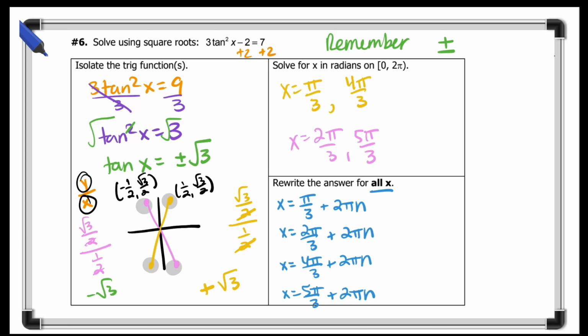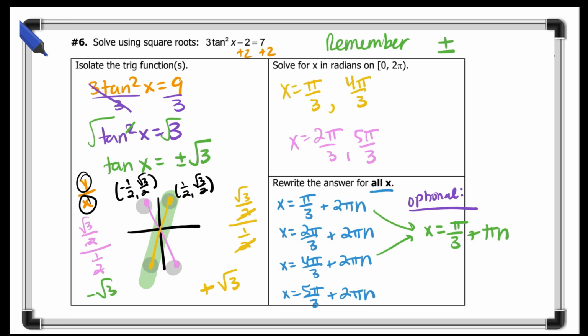So now I'd like for you to think about how you could rewrite these. Now, remember, this one is optional. You don't have to do this, but there is a way that you can rewrite it. So think about what is pi distance apart. The angles that are pi distance apart, the first ones would be pi over 3 and 4 pi over 3. So those are pi distance apart. So you can say that x is equal to pi over 3 plus pi n.